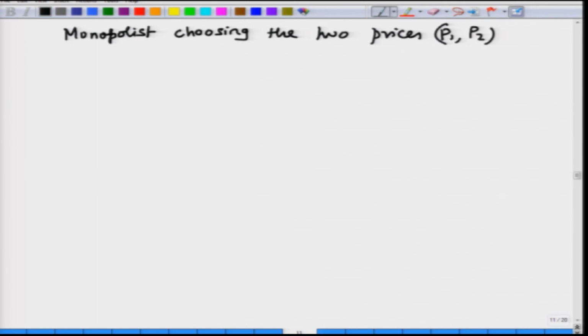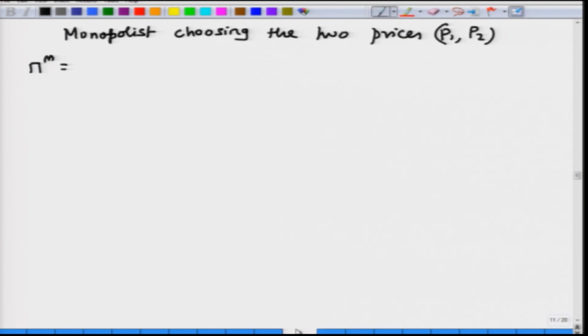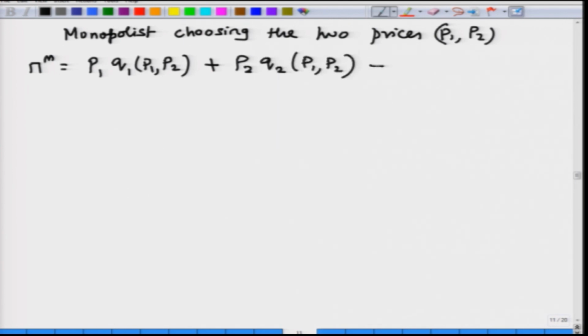So, the monopolist is choosing P1 and P2 to maximize the joint profits. So, instead of writing down the two profit functions, one for firm 1 and one for firm 2 separately, what we would do is write down the monopolist's profit function as P1 times Q1 of P1, P2 plus the revenue from the sale of product 2, which is P2 times Q2 of P1, P2, minus C of Q1 of P1, P2 minus C of Q2 of P1, P2, right.